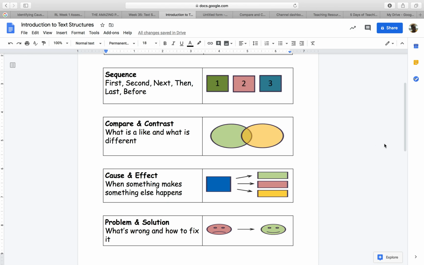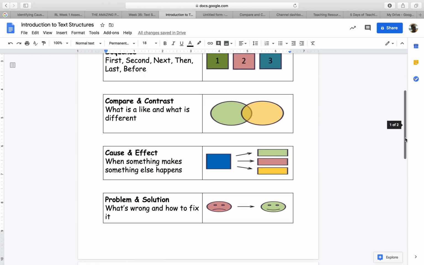And then our last text structure we're going to learn about is called problem and solution. Problem is what's wrong. What is the issue in this story? And our solution is, how do we fix this in our story? Those are our 5 text structures that we will be learning about.